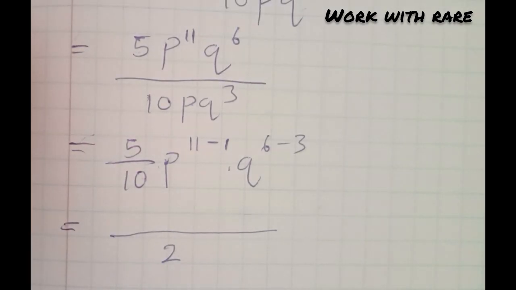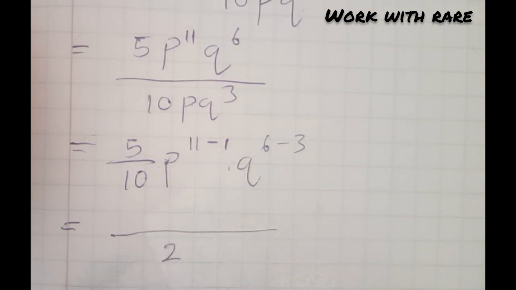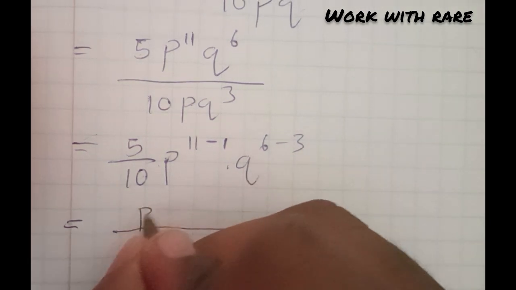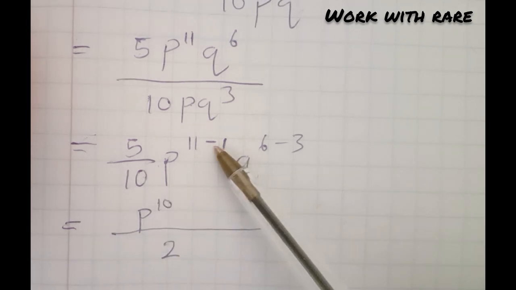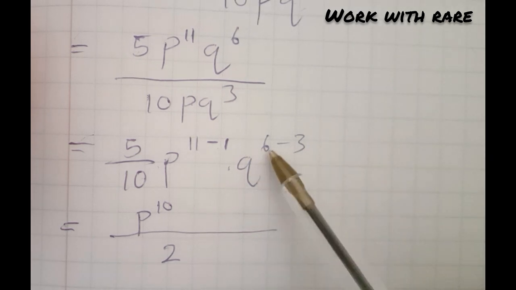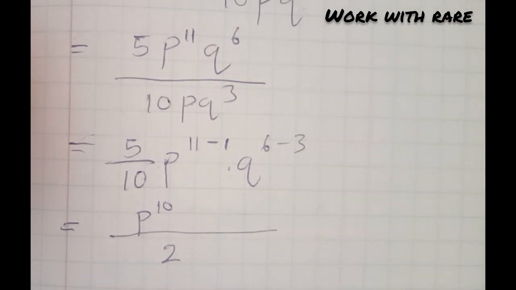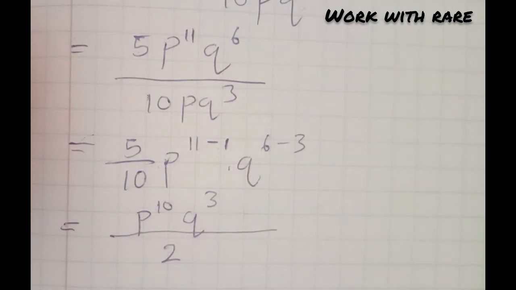But here we have 11 minus 1, which is 10. So here we'll have p to the exponent 10. Why do I put it on the numerator, not the denominator? Because it gives us a positive answer. If it was a negative answer here, it was going to be on our denominator. Here we have q, 6 minus 3, it's 3. So here we have q to the exponent 3. Okay, so this is our final answer.